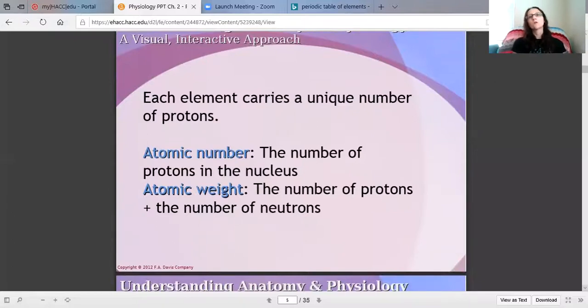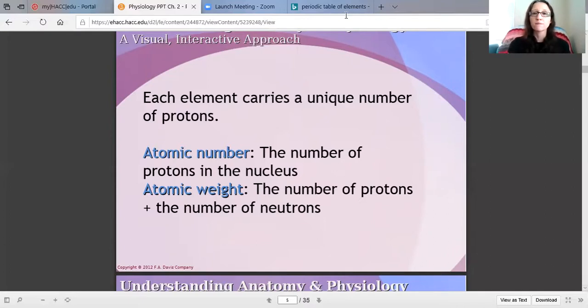All right, so since we're talking about weight, each element carries a unique number of protons. So the atomic number is the number of protons in the nucleus. The atomic weight is the number of protons and the number of neutrons, which I just mentioned. So the neutrons and the protons weigh enough, again, I use the term weight, but what I really mean is have enough mass to determine the weight of the atom, which of course is exponentially minute. The atomic number is the number of protons, and it's the atomic number that we typically think of when we're looking at a periodic table of elements.